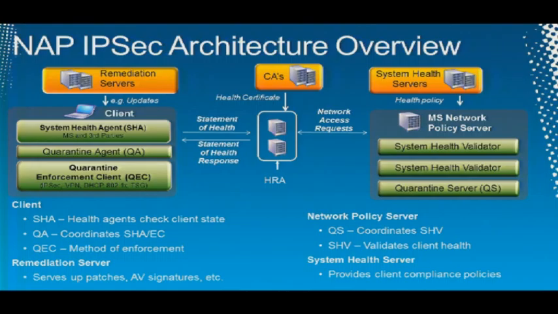On the right-hand side, we have the policy server, which is made of different system health validators for the equivalent or respective system health agent on the client side. With Windows, we get out of the box the system health agent and the system health validators that manage and understand the configuration of the Windows Security Center. So that covers the Windows firewall, any compatible antivirus and anti-spam agents, and Windows Update as a whole.